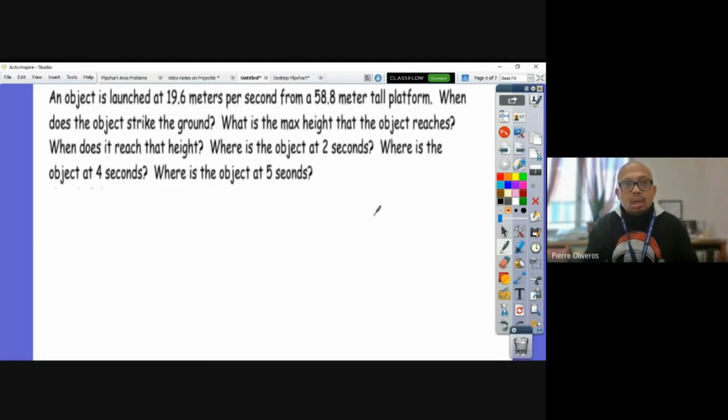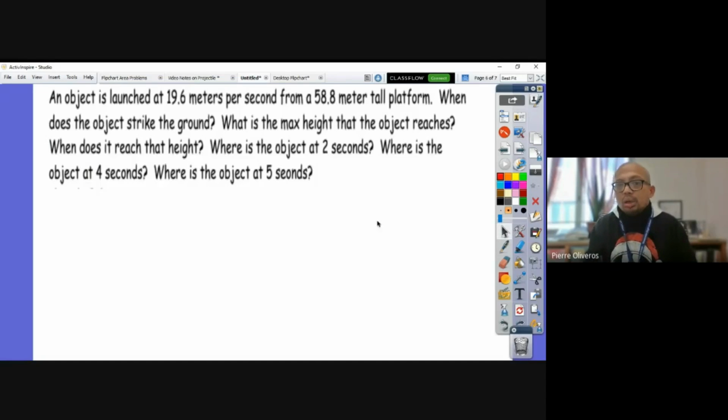Okay. An object is launched at 19.6 meters per second from a 58.8 meter platform. When does the object strike the ground? What is the maximum height that the object reaches? When does it reach that height? And where is the object at 2 seconds? Where is the object at 4 seconds? Where is the object at 5 seconds?